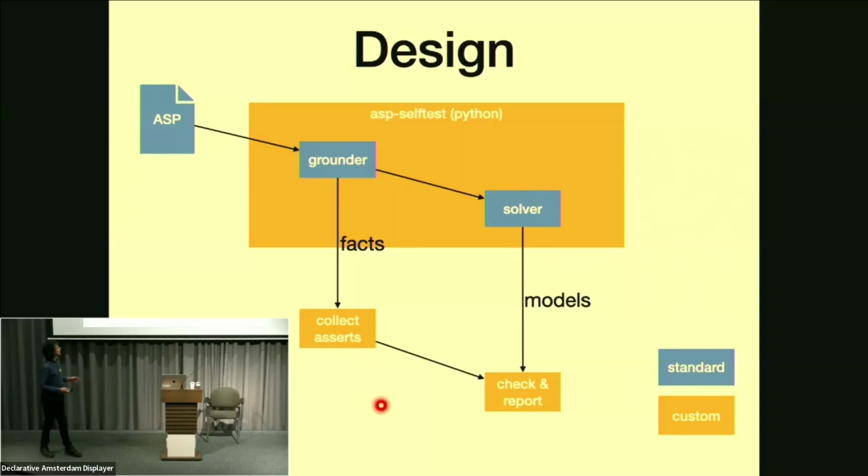That's it. And then after the solver has produced models, we check and report if in these models these facts are present like we expect them to be present. And I've created a lot of this yellow code to actually do that. This code is in heavy development, so if something goes wrong, then don't be surprised.